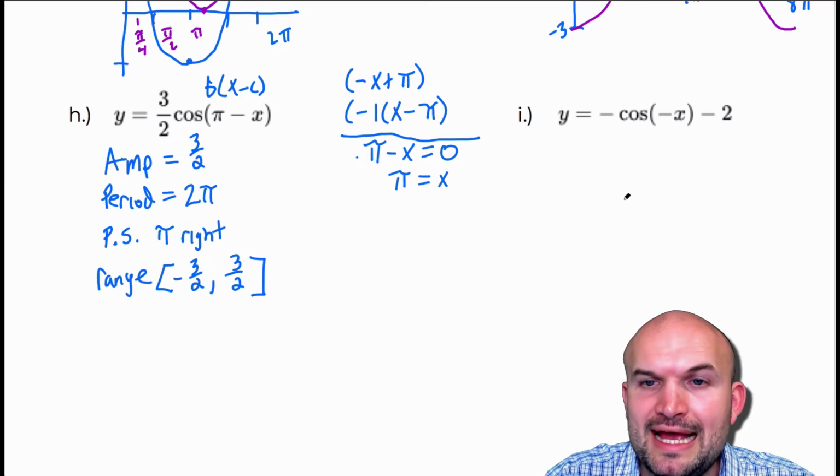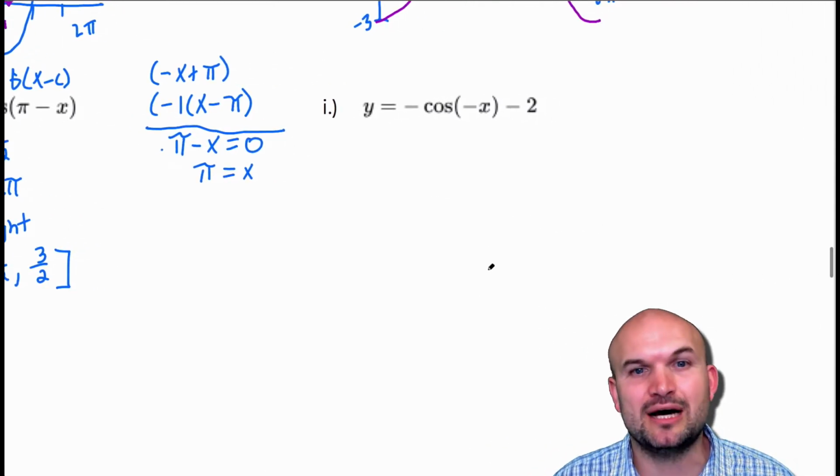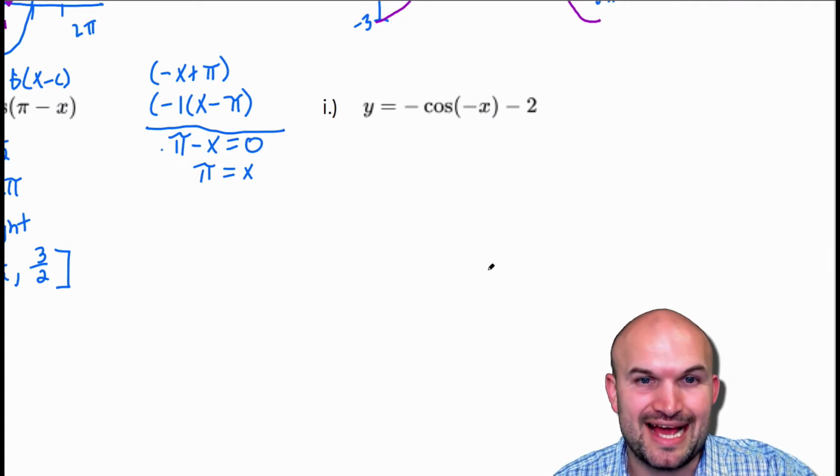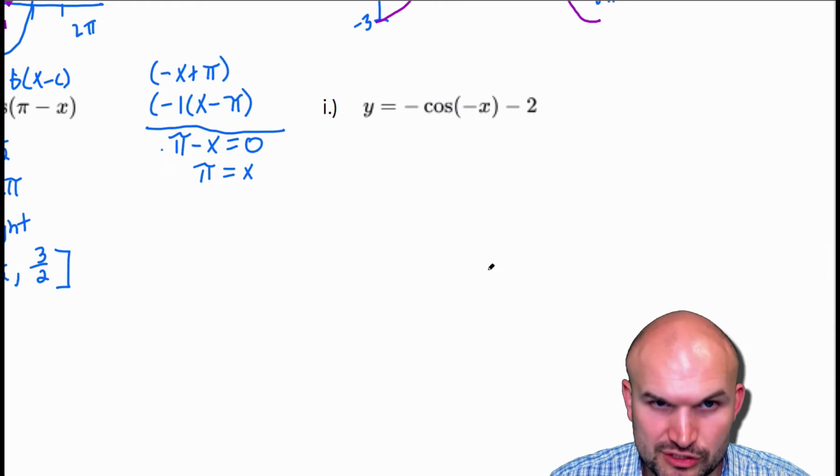Okay, and now last but not least is we have the cosine graph, which we have double negative. We have a reflection about the x-axis, reflection about the y-axis, and then a horizontal shift 2 units down.